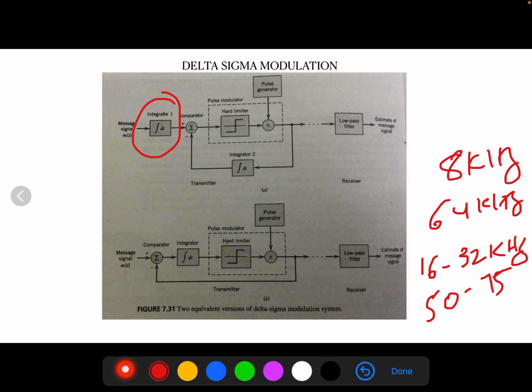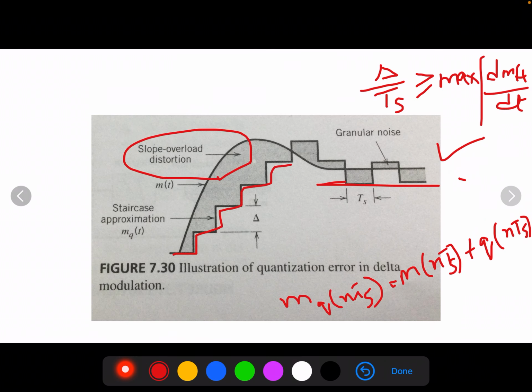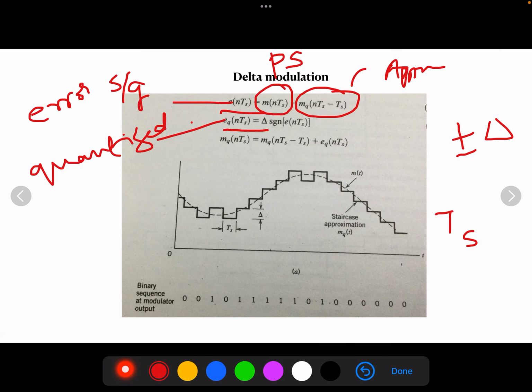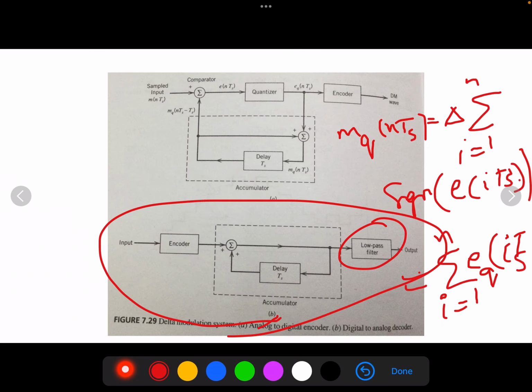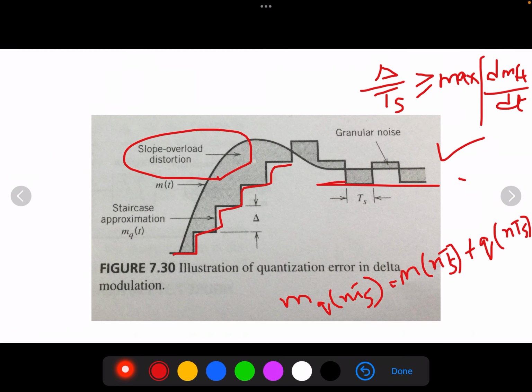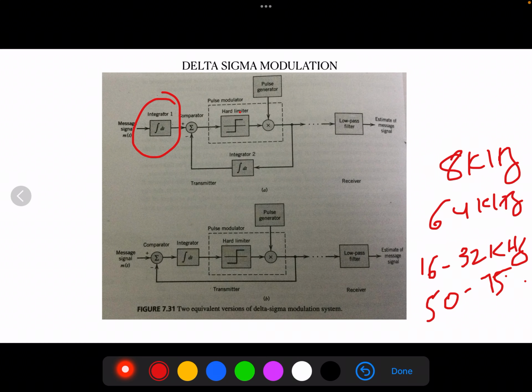So, let me summarize what we have discussed in today's video. We started with delta modulation. What do we mean by delta modulation? What are its equations? How the binary sequence is generated and its block diagram, and then types of errors, then delta sigma modulation, what is the need and what are the advanced versions. So, these things we have discussed in today's video.